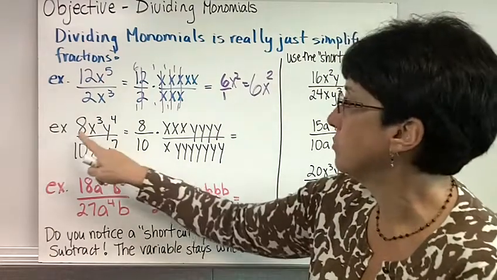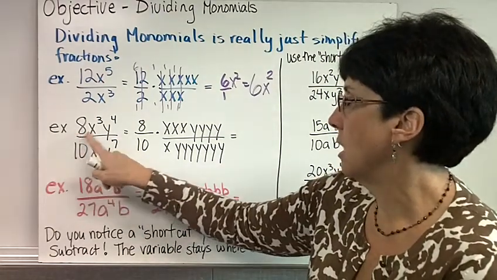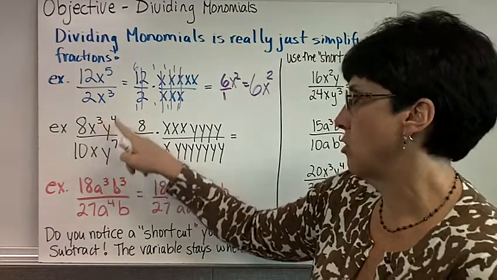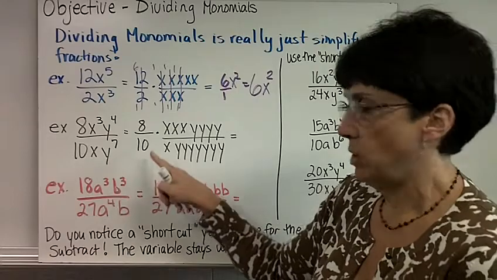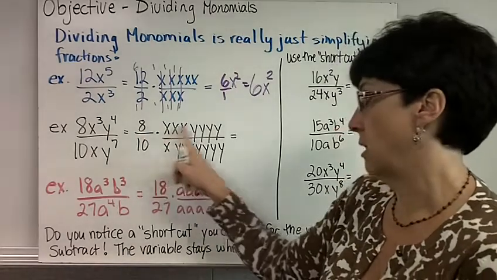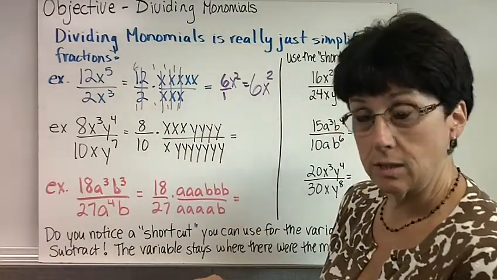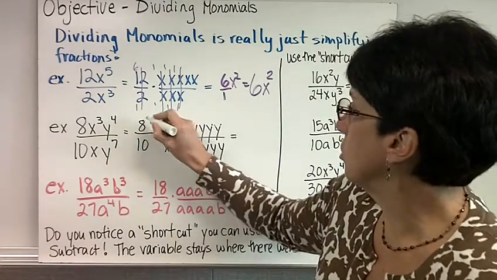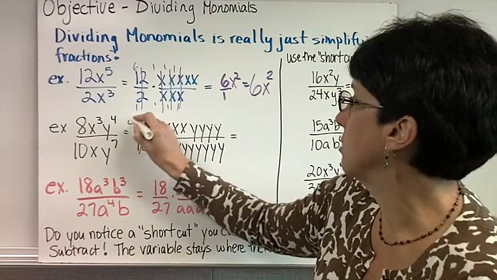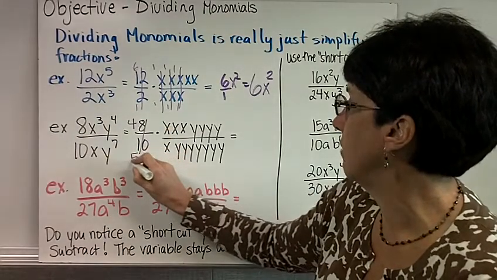Let's do another one. 8x to the third, y to the fourth, divided by 10x, y to the seventh. So I broke down my numbers, and then here I have all my variables. So let's simplify. What goes into 8 and 10? 2. 2 goes into 8 4 times. 2 goes into 10 5 times.